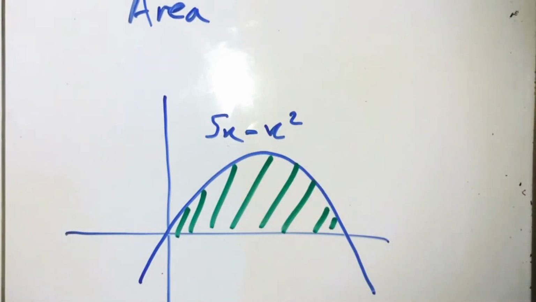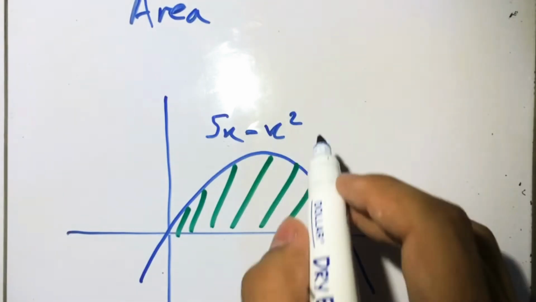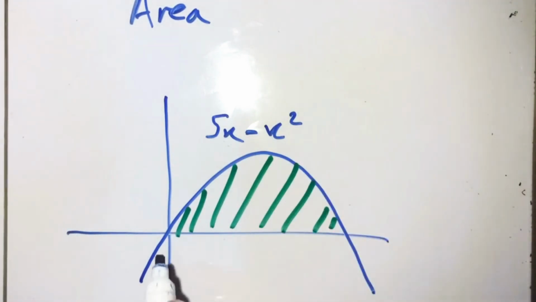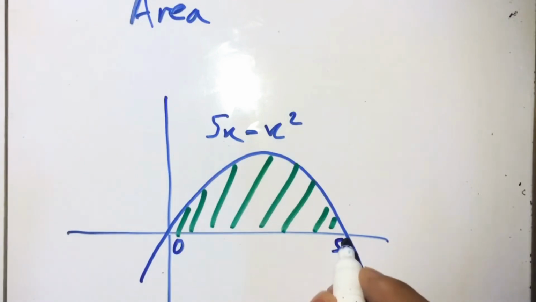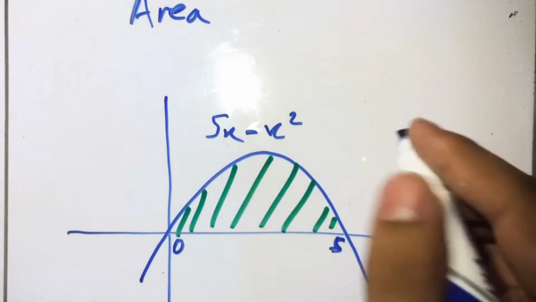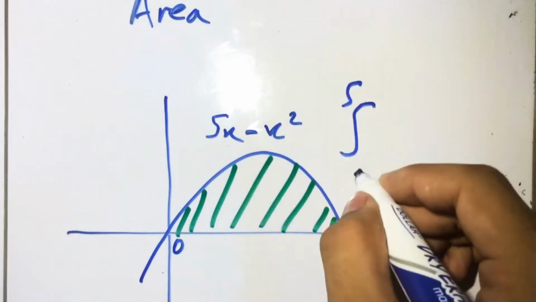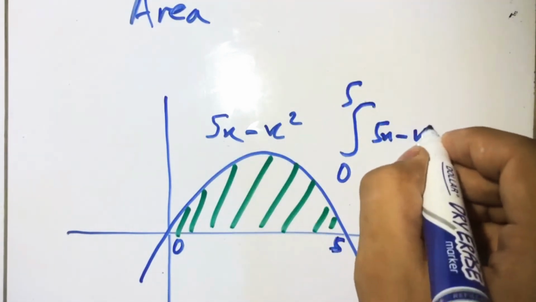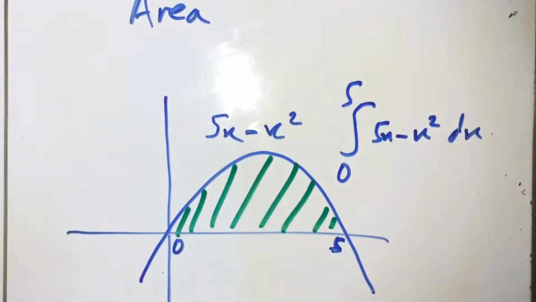First what we'll do is we'll equate this with 0 and find the two x-intercepts. This x-intercept will come as 5 and this is 0. So we'll integrate this curve from 5 till 0. This will give us this area, the green shaded area.